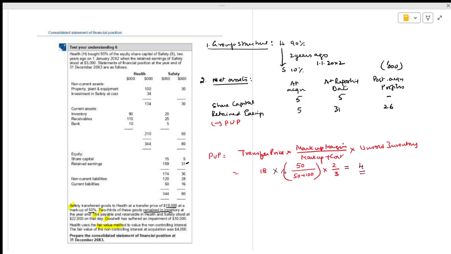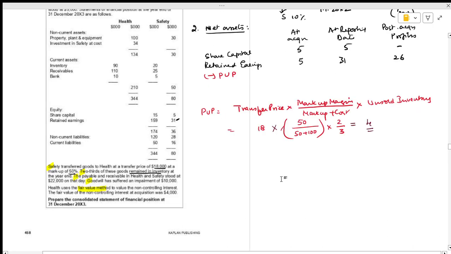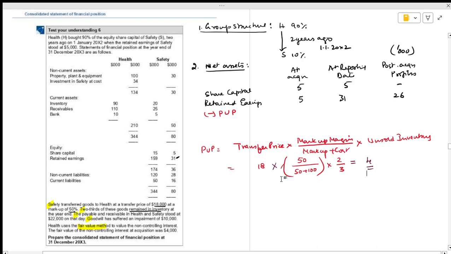It happened at the reporting date, after the transactions, after acquisition. It is unrealized. Unrealized profit you have to deduct, post acquisition.